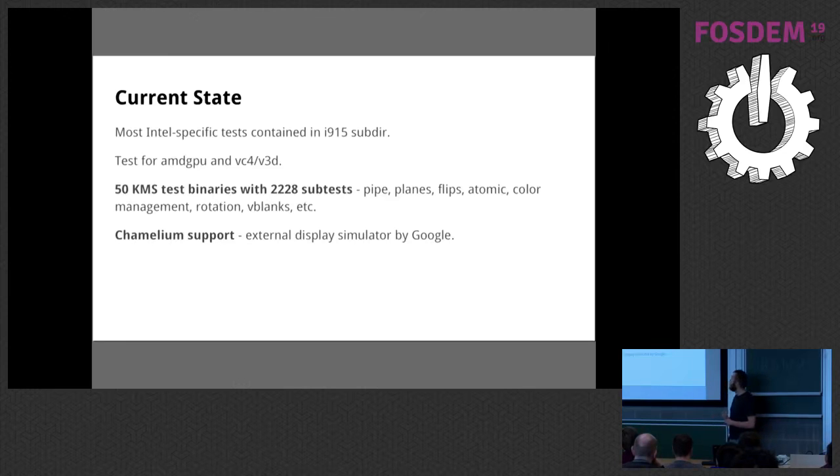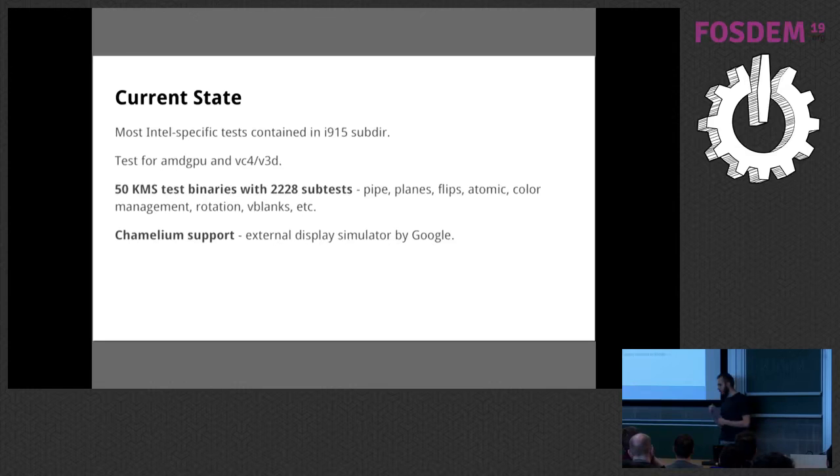So that played out quite well, and we have 50 KMS test binaries with over 2,000 subtests. And this is testing everything from setting the CRTCs, enumerating through the pipes, planes, and trying to do flips and atomic mode set, legacy mode set, testing the cursor planes, testing the universal planes APIs, making sure that rotation works.